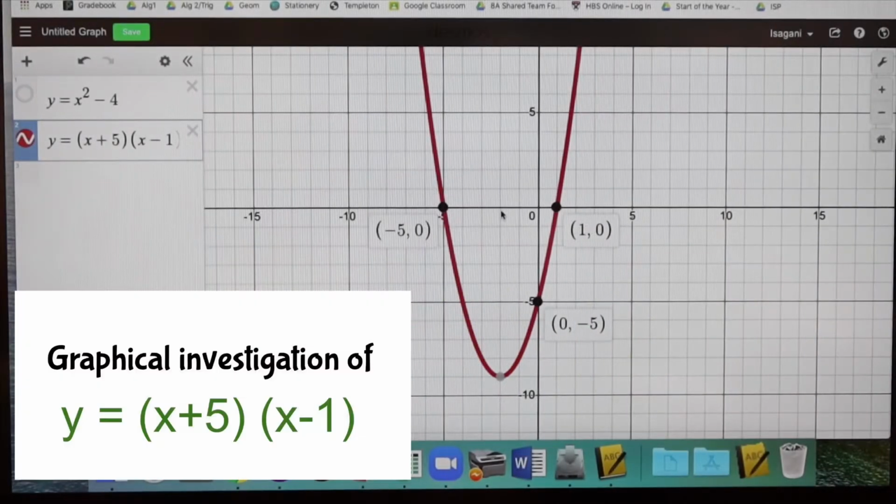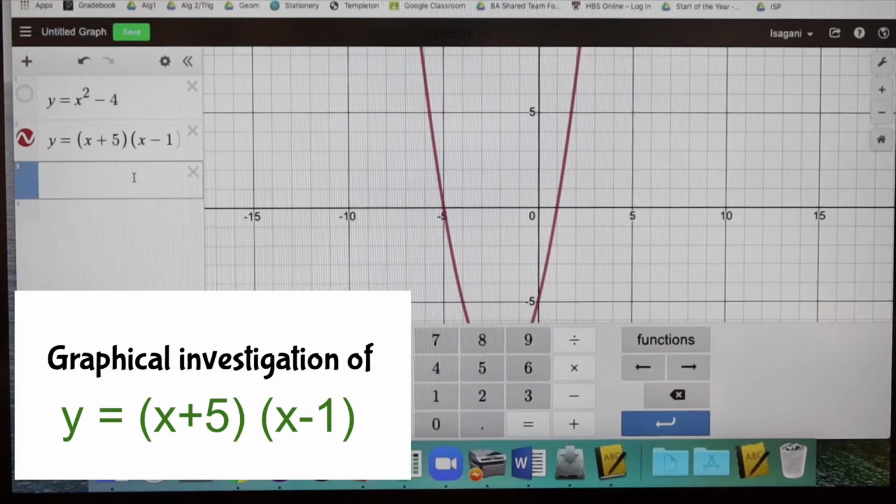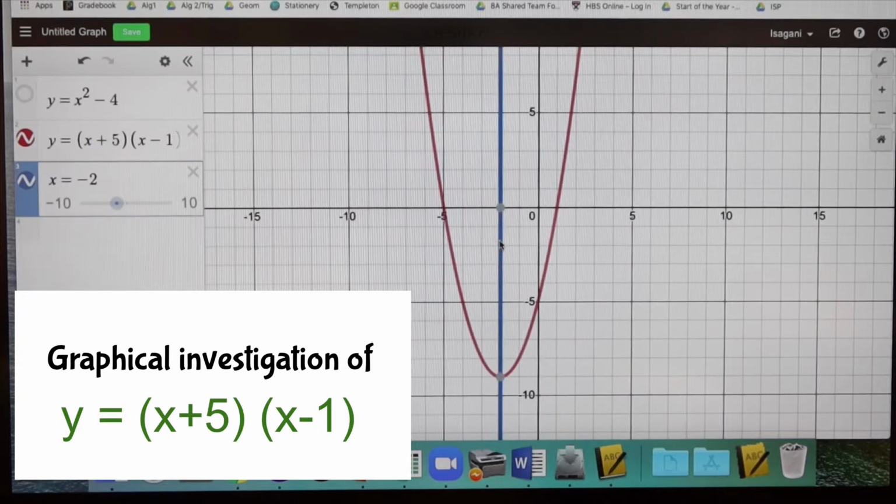The line of symmetry is always between the x-intercepts. So if you have negative 5 and positive 1, the line of symmetry will be halfway between the two points, so it should be at negative 2. And when you draw a line passing through x equals negative 2, that will cut the parabola into two symmetric parts. Therefore, the equation of the line of symmetry is x is equal to negative 2. And the vertex is at (-2, -9).